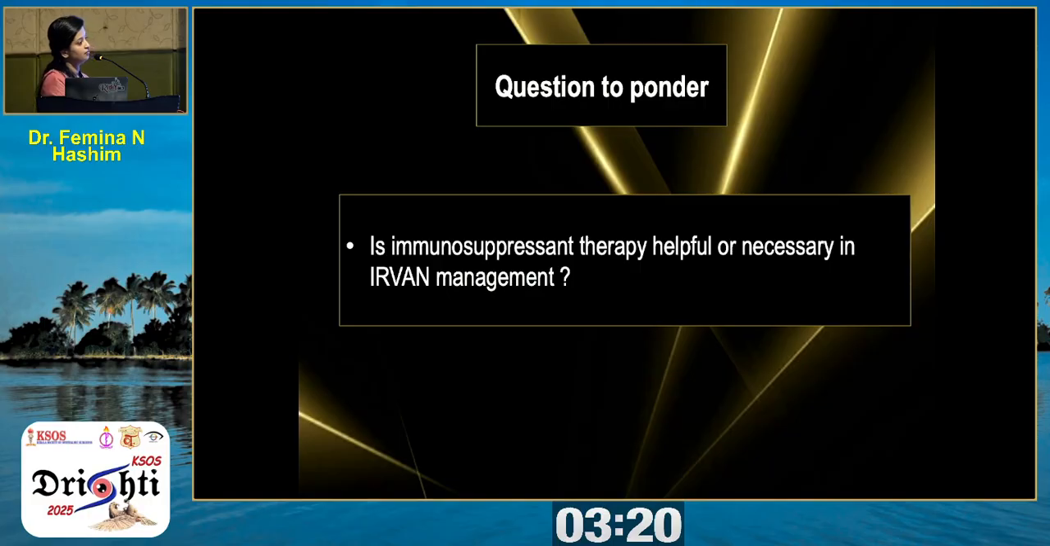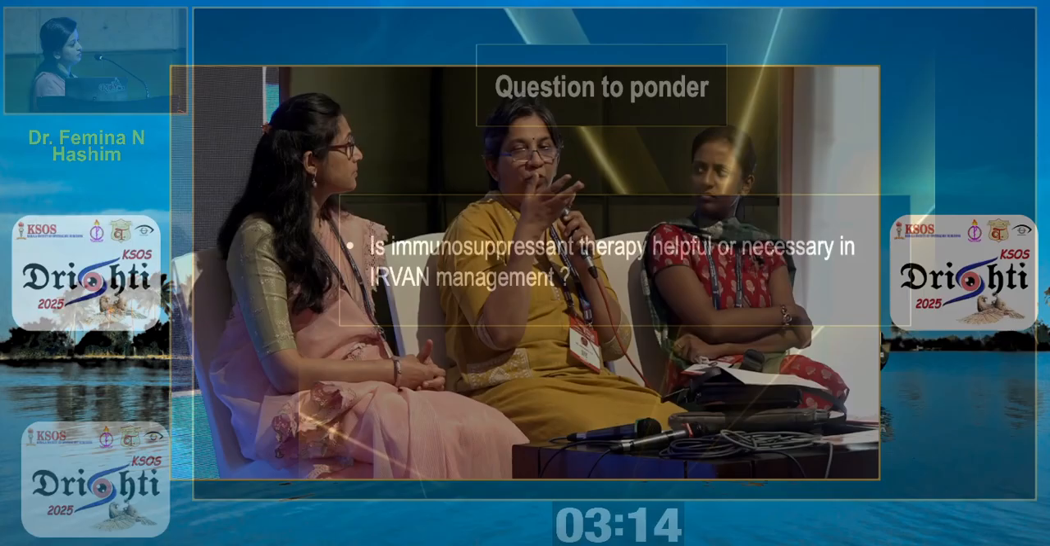Okay. So the thing is, the IRVAN's prognosis can vary from person to person. So if you look in the literature, there's cases of spontaneous regression of the aneurysms as well. So whether they need immunosuppressive therapy depends on whether they have active inflammation. And I would use the FFA to guide it. If there is active inflammation, I would start treating them with oral steroids.